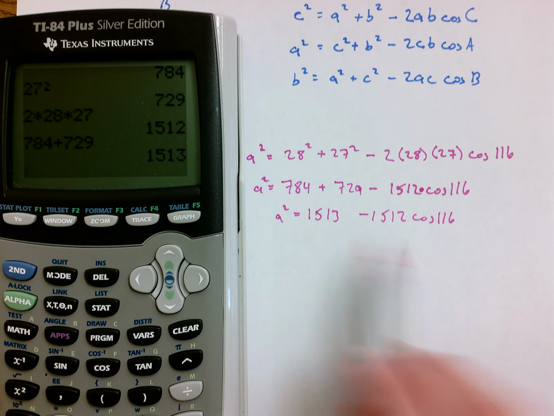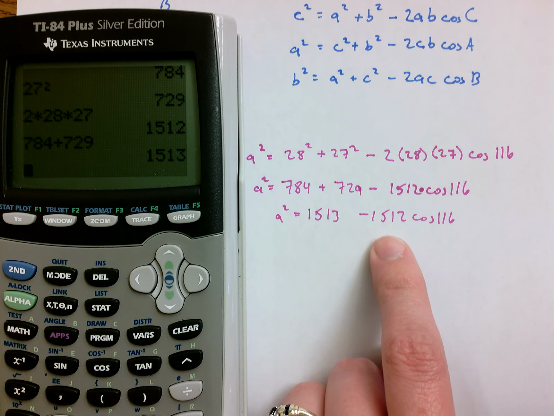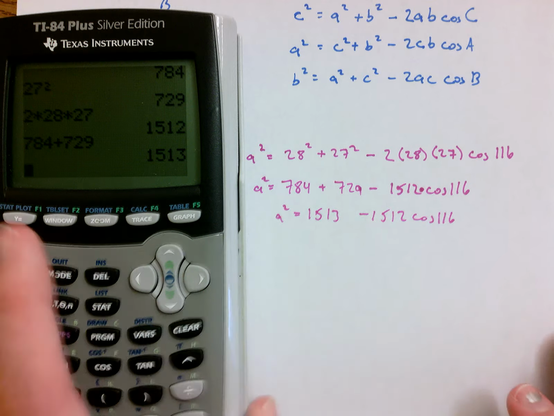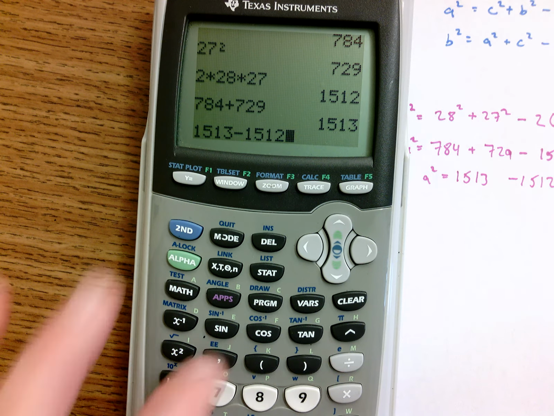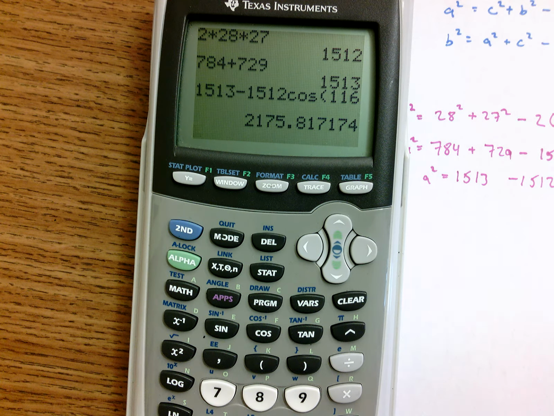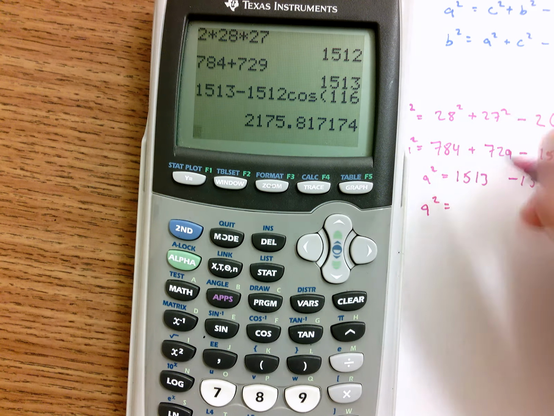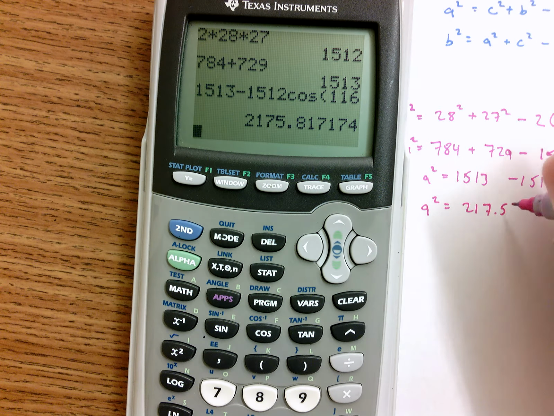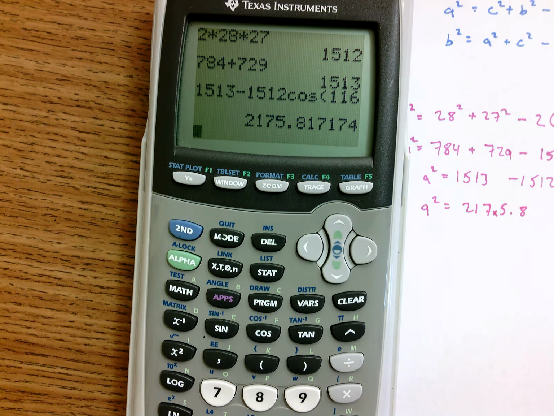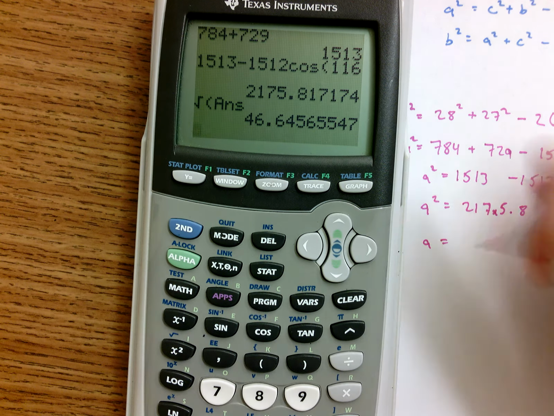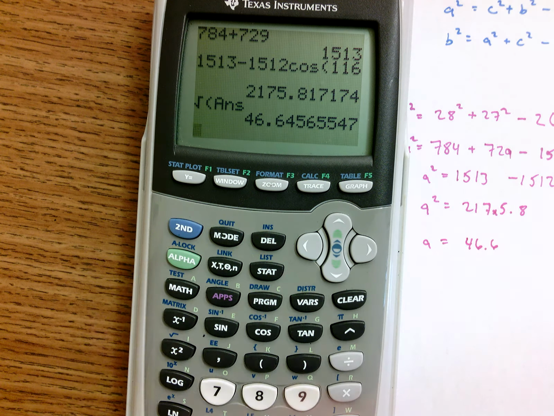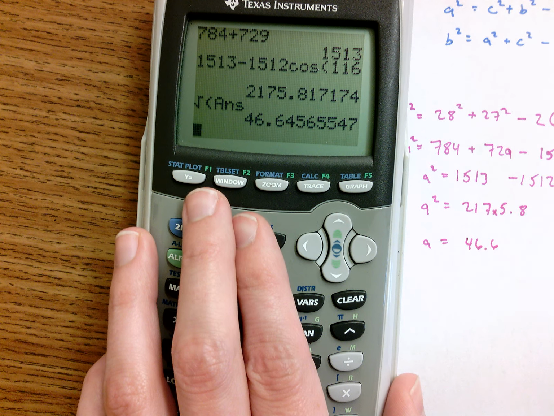Now, for this particular problem, because this is all numbers, I can just throw this in my calculator, right? So I'm doing the 1513 minus 1512 times the cosine of 116. All right, so that's going to give me that A squared equals 2175.8. Oops, put my decimal in the wrong spot. That doesn't go there. All right, and then to get A by itself, I'm just going to square root both sides. So I'm taking the square root of that answer, which is 46.6. Okay, and now we know that side length.